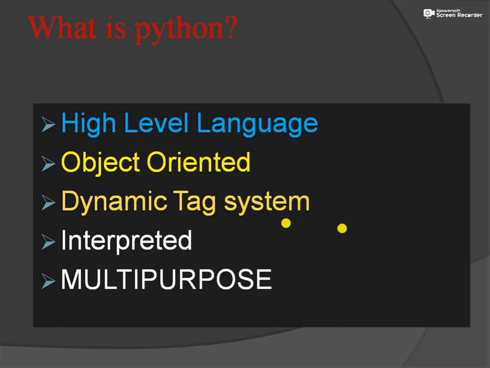Our fourth point is interpreted. Python has its own library, so it can be interpreted so easily. It can interpret it so easily during making software or programs.